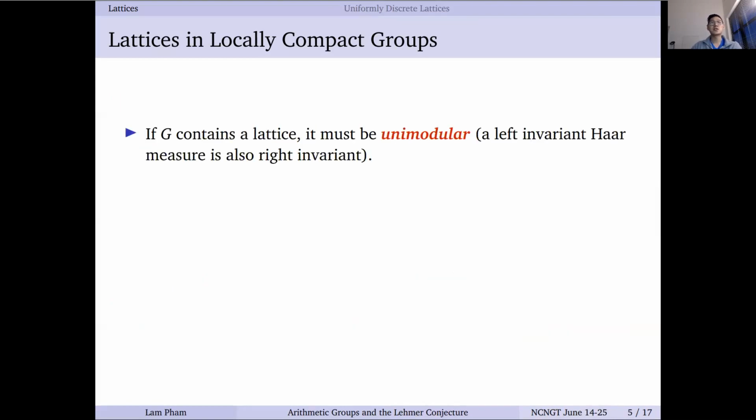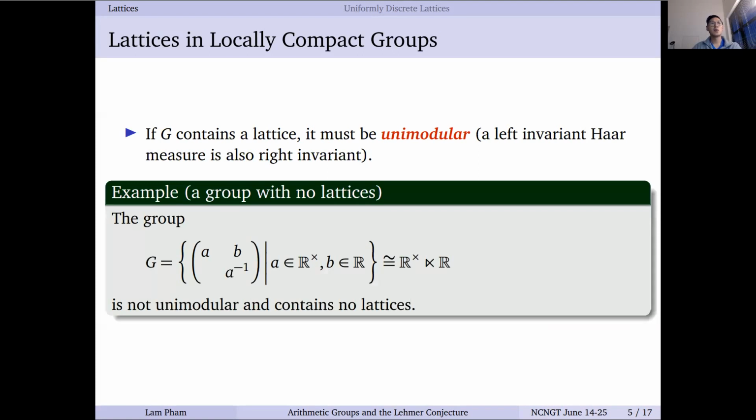So there are some constraints to containing lattices. We cannot just take any locally compact group and hope to have a lattice. There are some consequences for this. The first being that if G contains a lattice, then it must be unimodular, meaning that the left invariance of Haar measure also implies right invariance, so that the modular function is identically equal to 1.